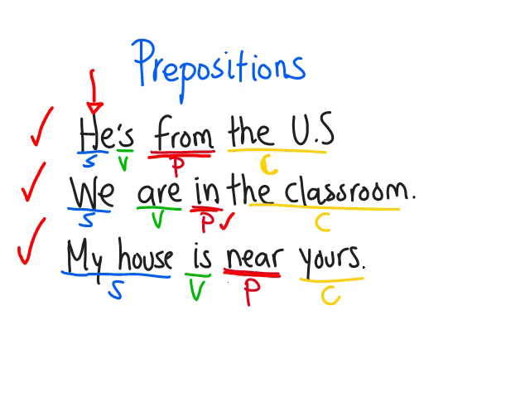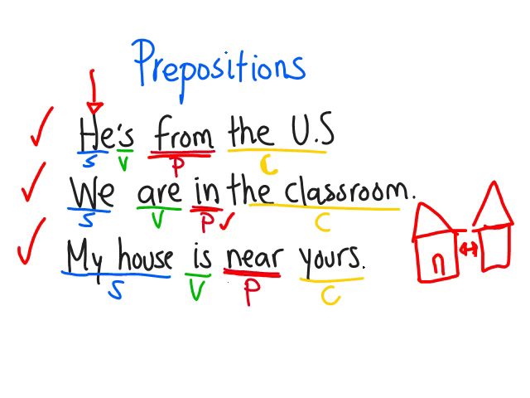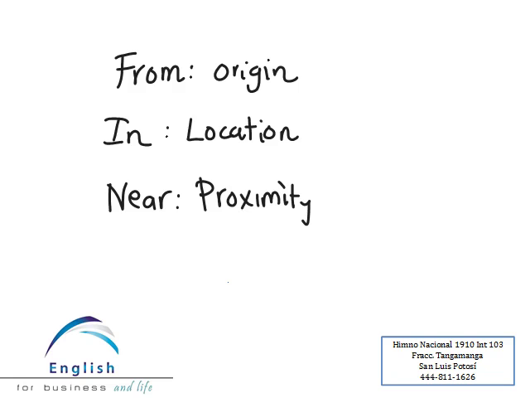And finally, we have a third example, my house is near yours. This means that my house and your house are very close to each other. We're talking about proximity. Okay? And here we have the explanation, quite simple. From is for origin. It can be a country, a city, or smaller places. Like I just came from the hospital. It doesn't have to be the name of a big area.